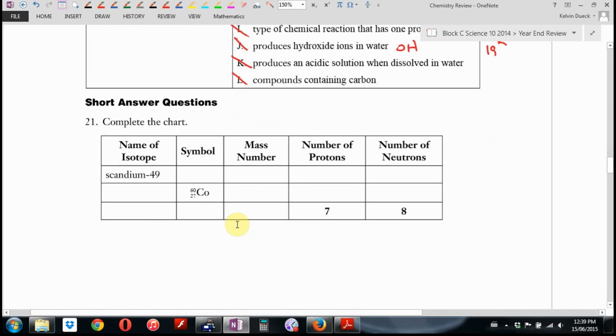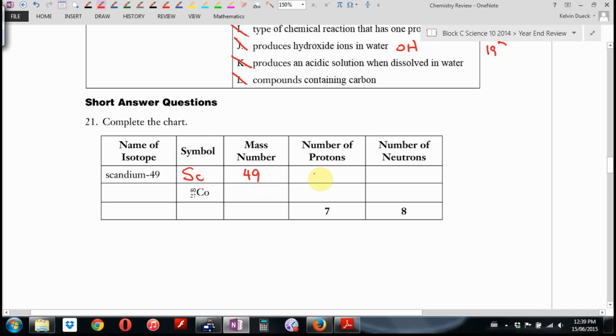Oh, well. Scandium-49. What's the symbol for scandium? Capital S, lowercase c? What's its atomic mass number? Nope. On the periodic table it is, but look which element they gave me. They gave me an isotope. 49. How many protons does scandium have? That's not going to change. That's from your periodic table. It's also called the atomic number. How many protons does scandium have?